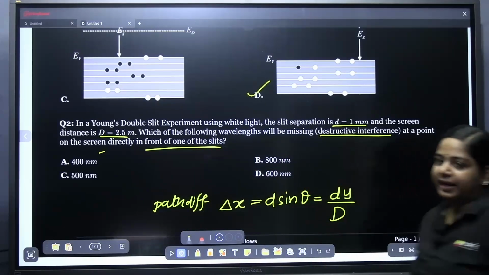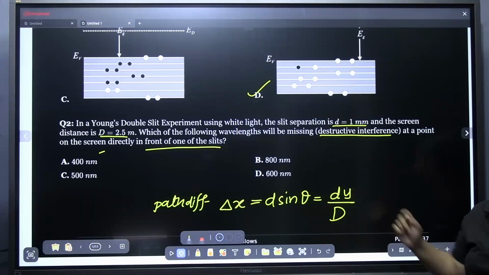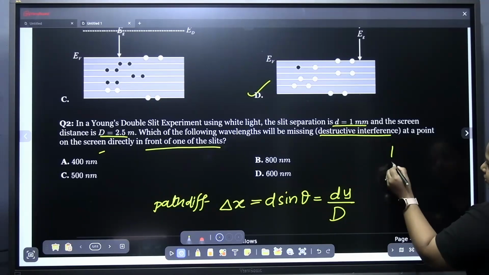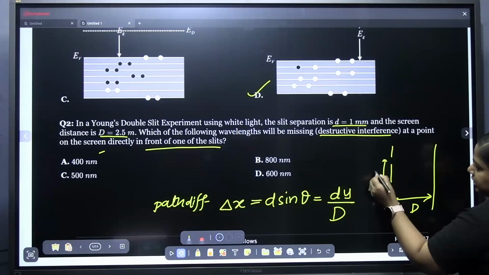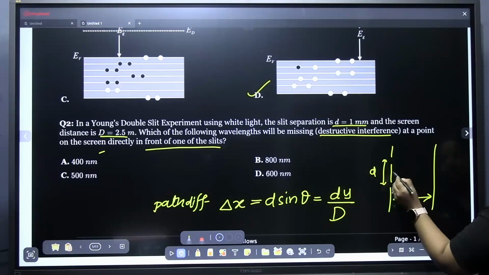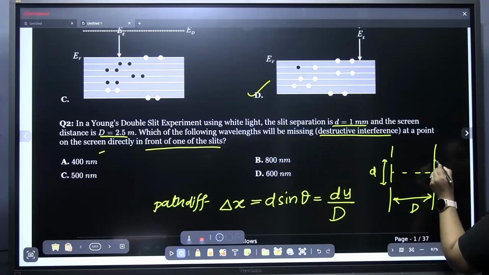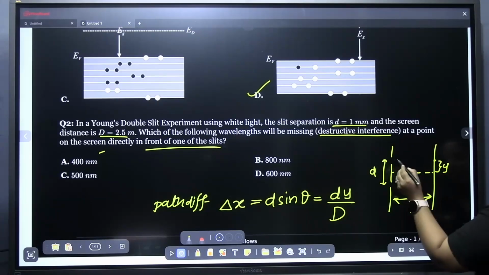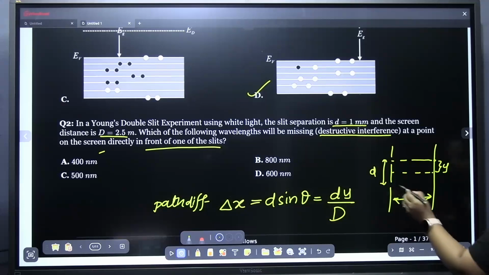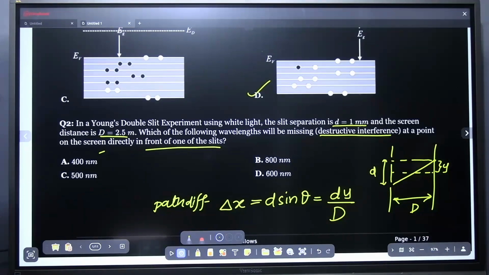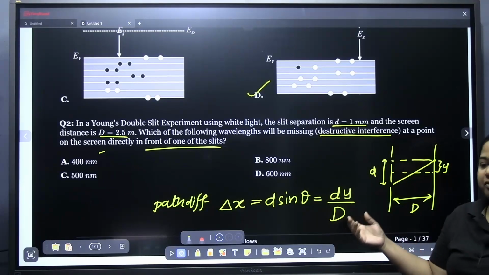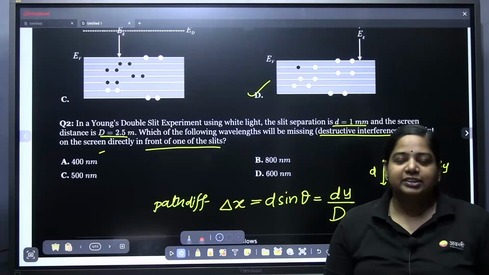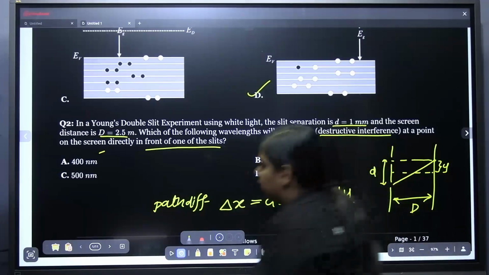Path difference delta x is equal to small d y by capital D, and I will explain what these values are. This distance is capital D and this distance is small d, and from the middle to the point which we are taking, this is y. I hope you understood the variables here. Now this is our path difference.